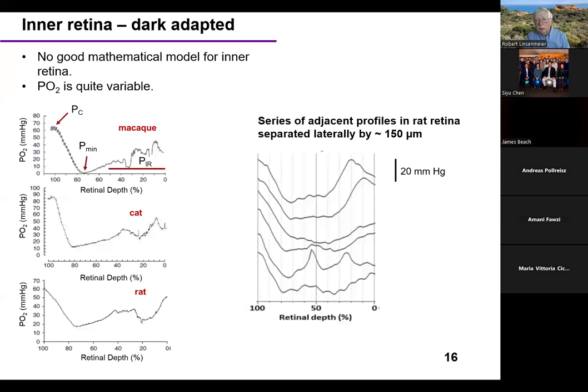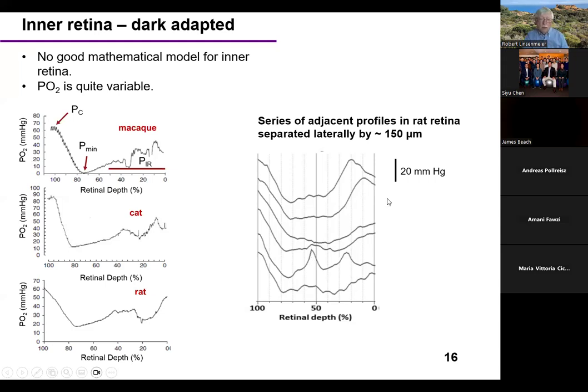And sometimes you see one peak in the inner retina, as in these top profiles. Sometimes you see two peaks. Sometimes you don't really see any peaks at all. Sometimes the oxygen is diffusing toward the vitreous. Sometimes it's diffusing from the vitreous into the retina. So the inner retina is very complicated.